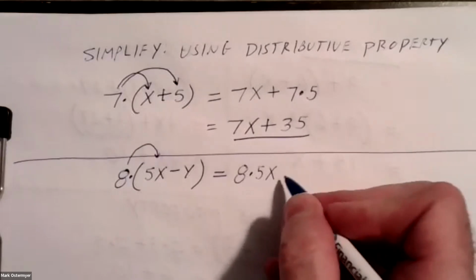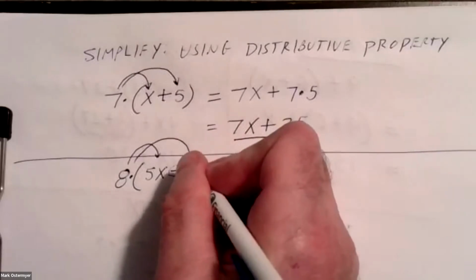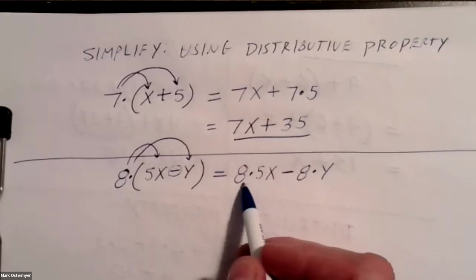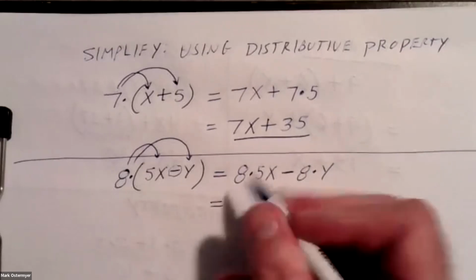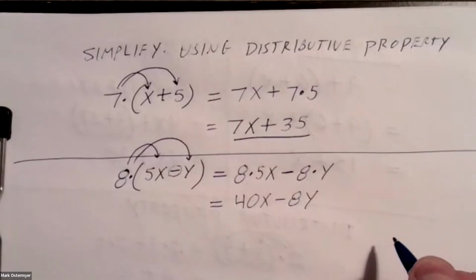And then what sign do I put here, plus or minus? Minus. We got a minus sign. And then we've got to take the 8 and multiply it by the y. Now 8 times 5x, what do you think that's going to simplify to? 40x. Minus just what? 8y. And that's it.